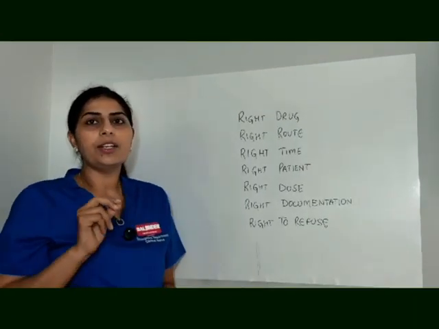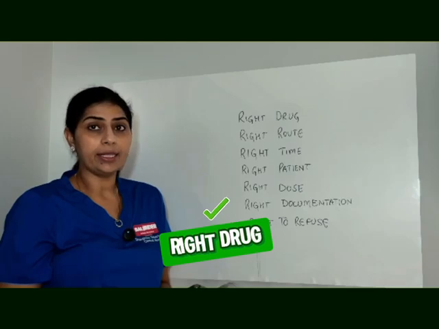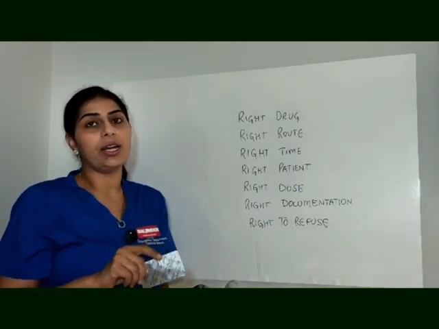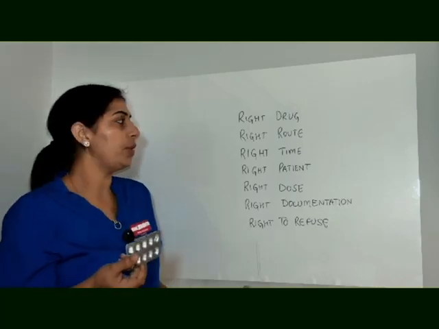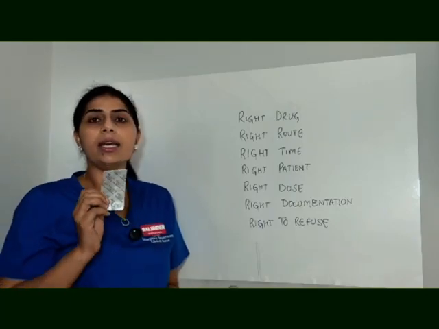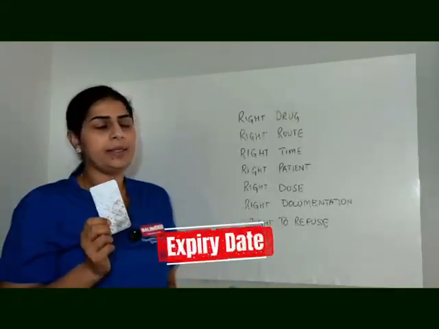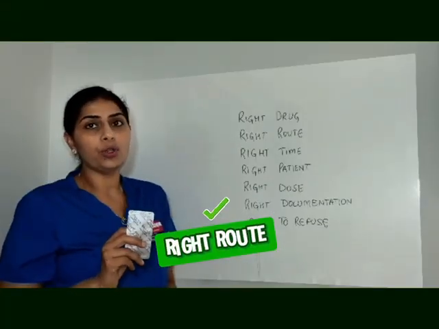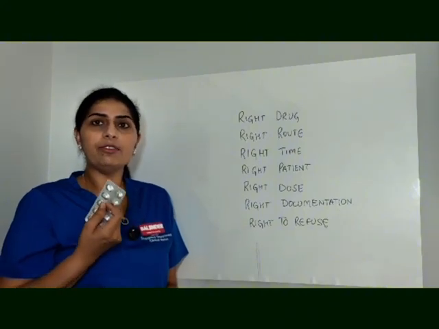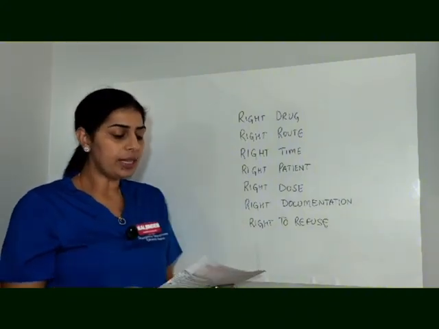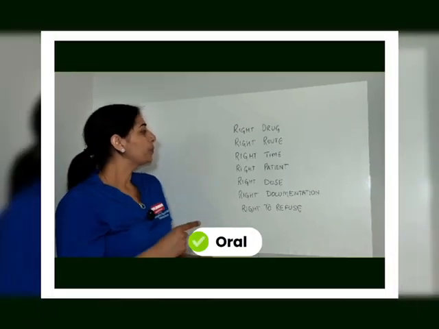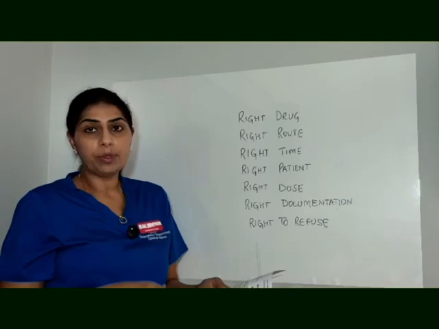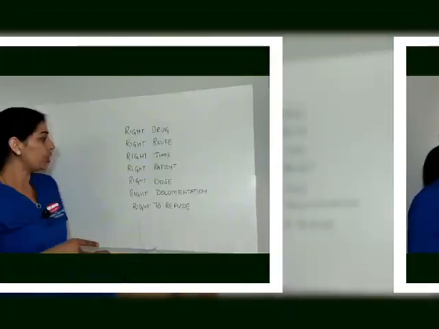First right is that you have the right drug in your hand. Make sure that is the right drug which is prescribed, including its expiry date. Secondly, make sure that you have the right route. So I've got tablets here which are given orally. Make sure the drug that's prescribed is oral. Right time, that you can see that this is the right time to administer this drug on the medication chart.